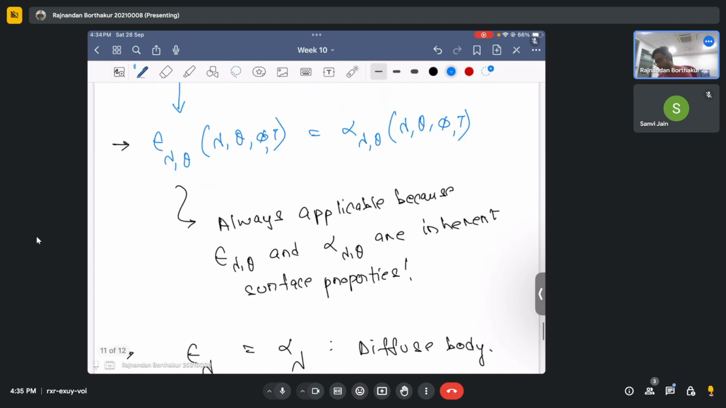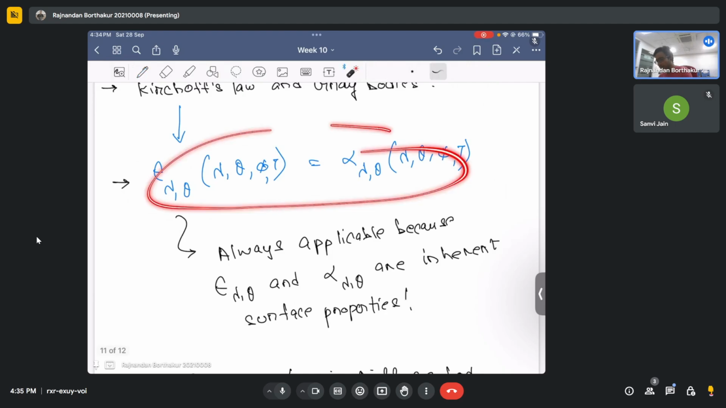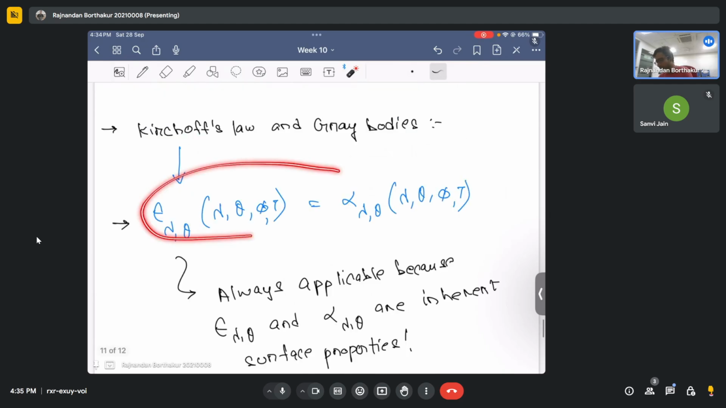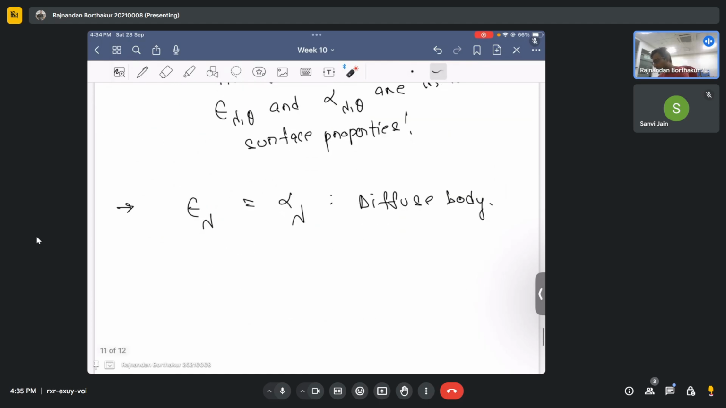So now, as I said, this is the most fundamental definition of Kirchhoff's law because these are just surface properties, because you are evaluating this at a particular wavelength, at a particular direction, and at a particular temperature. So these are a mere surface properties, and that's why this form of Kirchhoff's law is the most fundamental form.